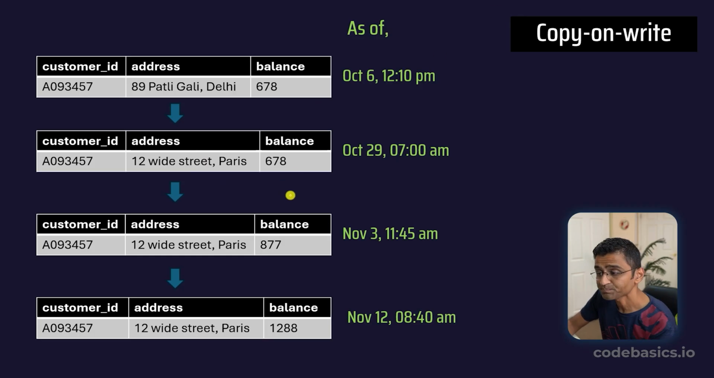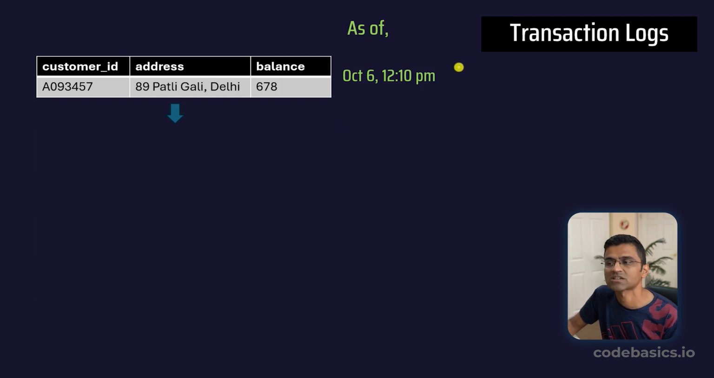I understand due to this your data storage will increase, but nowadays data storage is actually very cheap, and there are solutions in the world of databases which will provide you this kind of version history at a very low cost. Then the second way of maintaining version history is transaction logs.